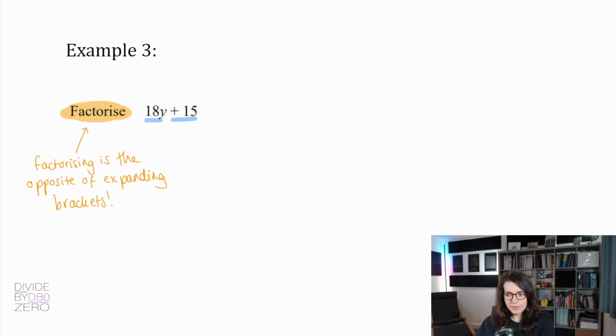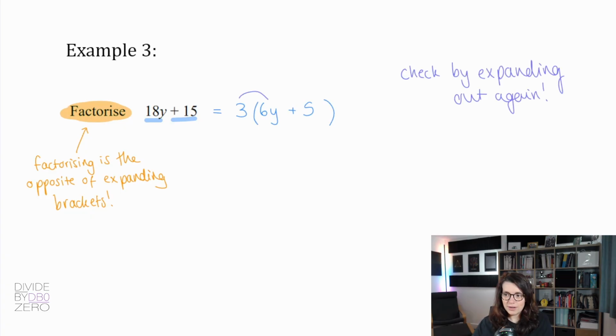For this example, the biggest number that goes into both 18 and 15 is 3. So we'll stick 3 on the outside, open up our brackets, and then inside the brackets, we need a 6y because 3 times 6y is 18y. And then a plus 5, because that's how we're going to get the 15. That's the answer, but you can check by expanding out again. So 3 times 6y, that's 18y, and 3 times 5, 15. So we know we're good.